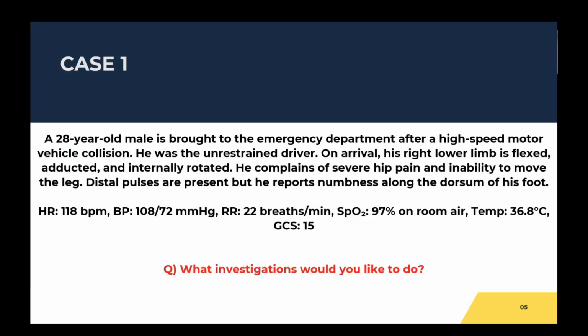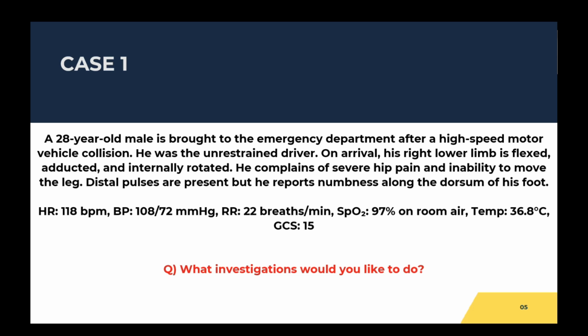So case 1 is of a 28-year-old male brought into the emergency department after a high-speed motor vehicle collision. He was the unrestrained driver. On arrival, his right lower limb is flexed, adducted, and internally rotated. He complains of severe hip pain and inability to move the leg. Distal pulses are present, but he reports numbness along the dorsum of his foot.